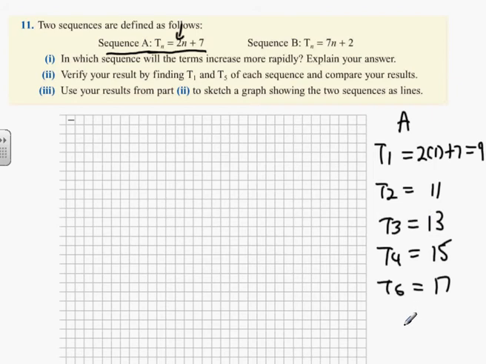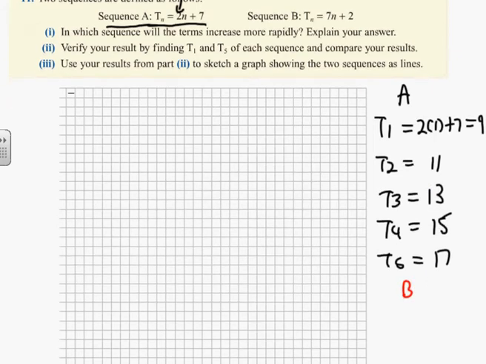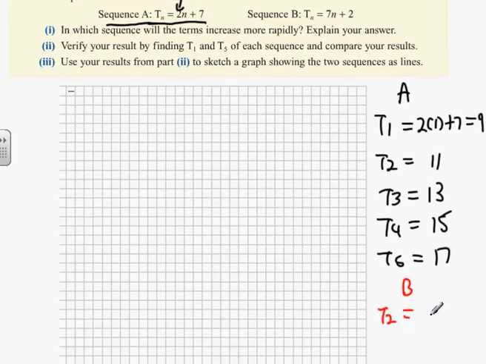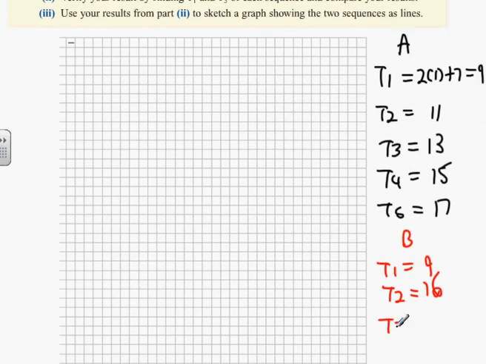Sequence B is going to go up in what? T1 is 7 times 1 plus 2. 9. T1 is 9. T2? 16. Now, which one is going up higher, quicker? Is B or A going faster? Like, which one's rising quicker?